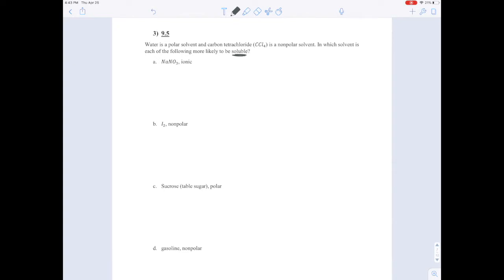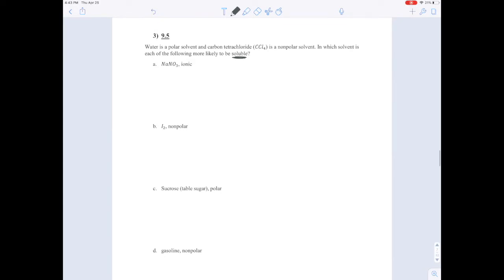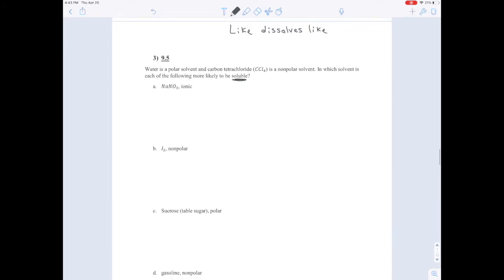What's a general principle that will allow us to predict whether something will dissolve or not, even if we've never run into it before, we're not familiar with it? And the big principle is that like dissolves like. Now, when they say like dissolves like, what I mean is that polar compounds will dissolve in polar solvents. So polar solutes will dissolve in polar solvents, and nonpolar solutes will dissolve in nonpolar solvents.